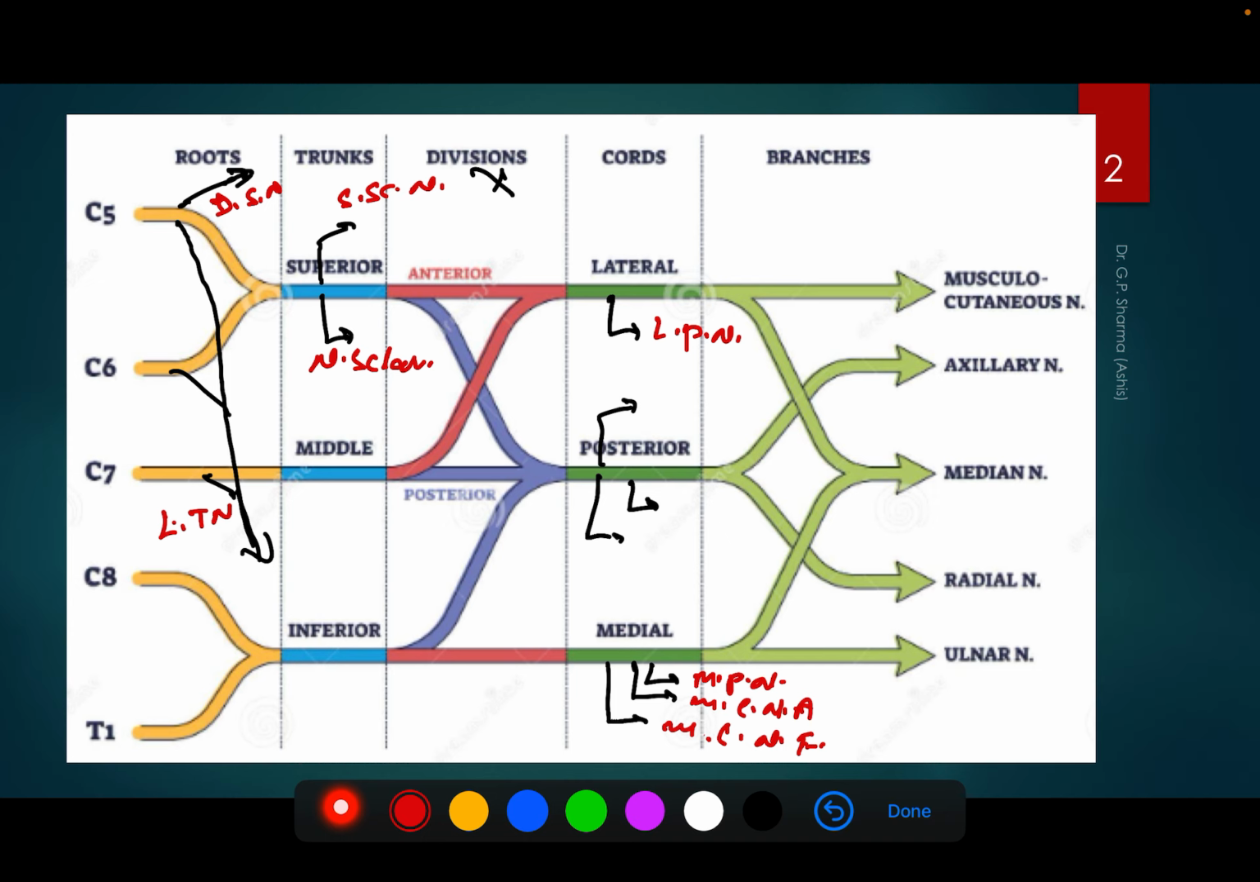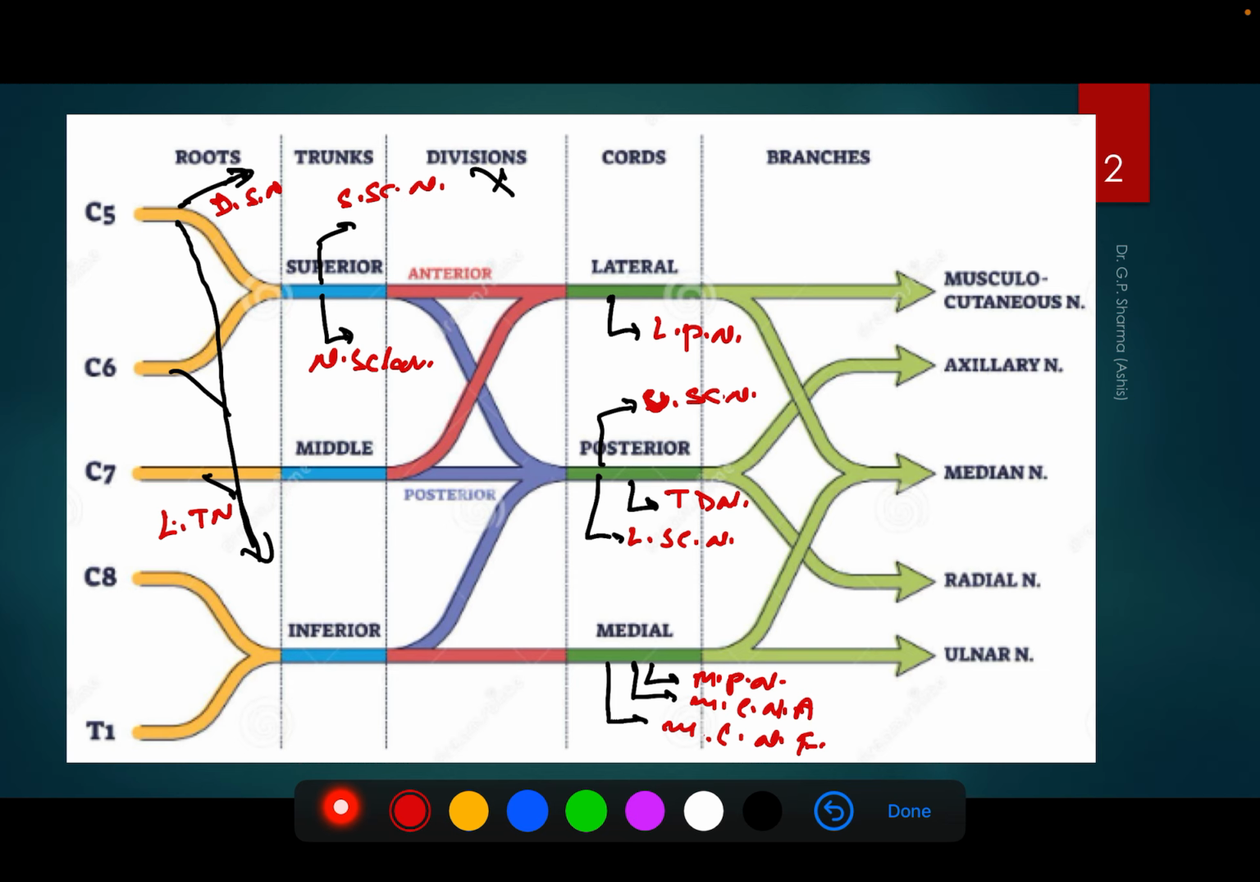And then from this posterior chord we had the branches like this: the upper subscapular nerve, the lower subscapular nerve, and the thoracodorsal nerve. That's what we discussed last class, yes. Now today we are going to discuss the root values. So let's start to discuss the root values.